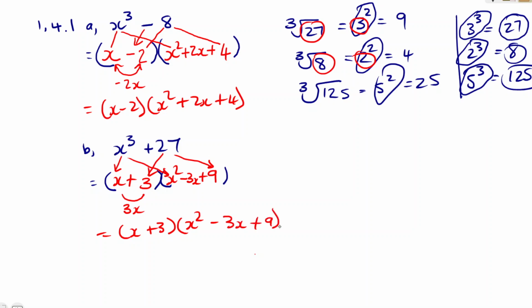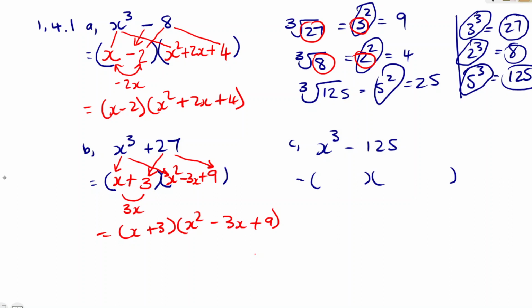So this is the factorization of the sum of cubes. Let's make now the last example. Let's say example C. You have x to the power of 3 minus 125. So you have to factorize this one. You know that you have to open two brackets.